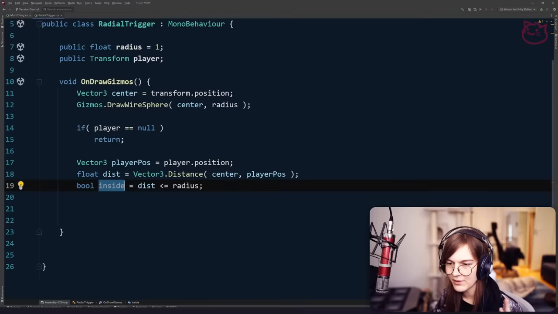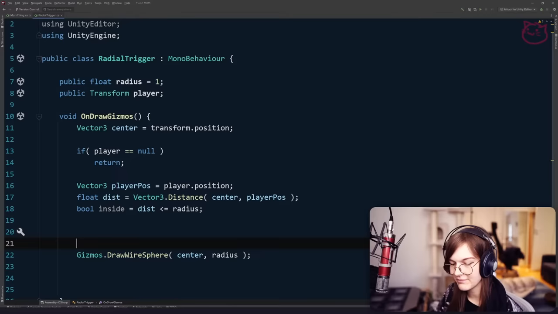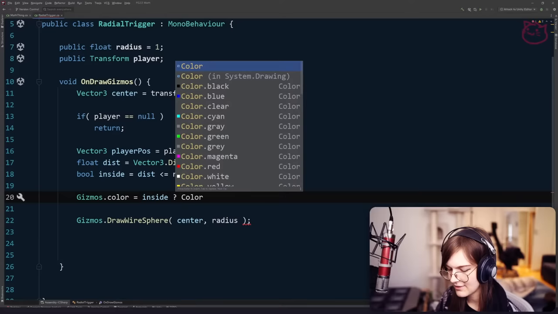Okay, and then we might want to draw it differently just so we can check whether or not it's working, because it's kind of hard to tell what the value of this bool is. So one way we can do that is we can set the color of the gizmo. Let's set the gizmo color. So if it's inside, we want to set it to color.white, and if it's outside, we do color.red.